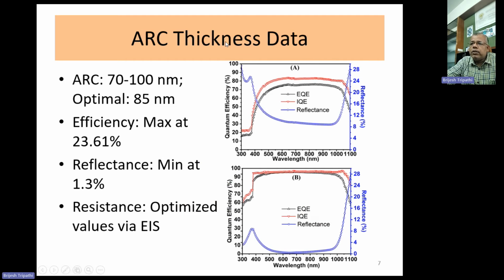Anti-reflection coating thickness data has been taken from the production line, and then the analysis is done. We can see here, without anti-reflection coating, the reflectance is very high, in the range of 8 to 10%. But with anti-reflection coating, the reflectance from the top surface of silicon solar cells is very low. Average value in a broad range of wavelength is around 1.3%.